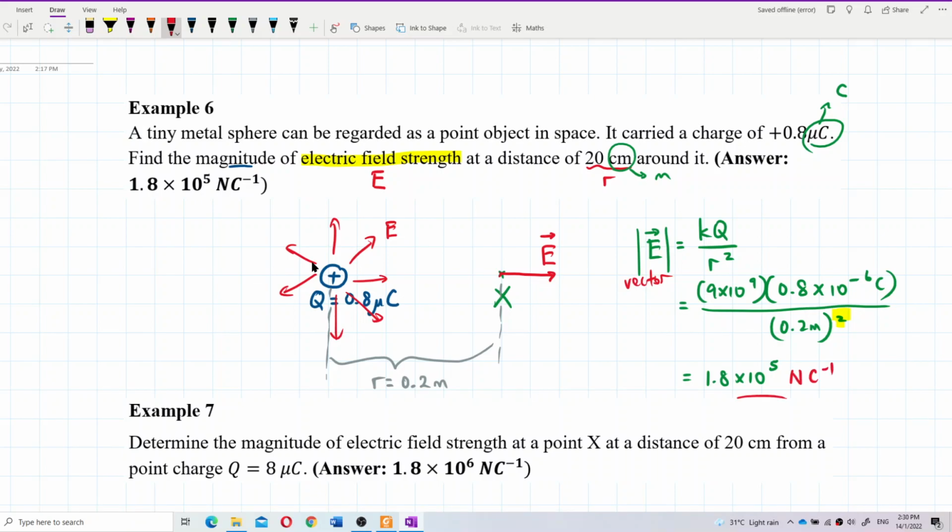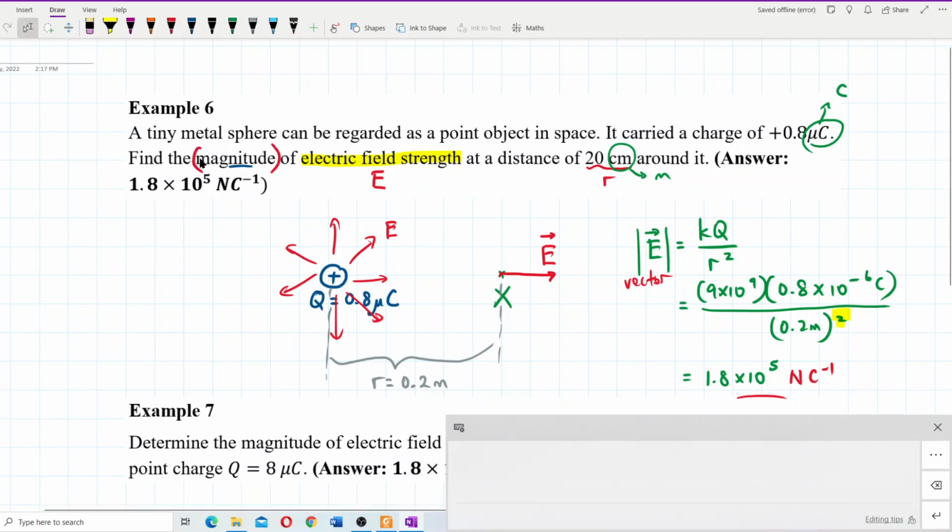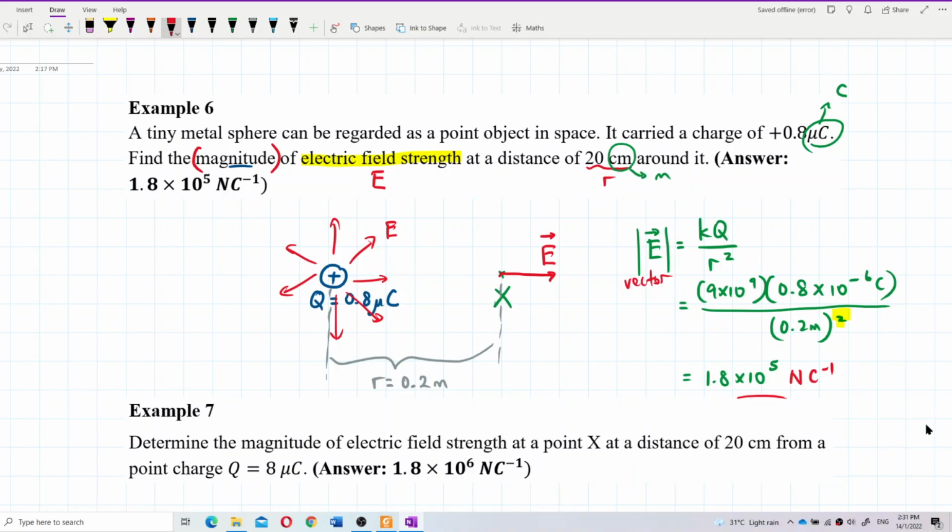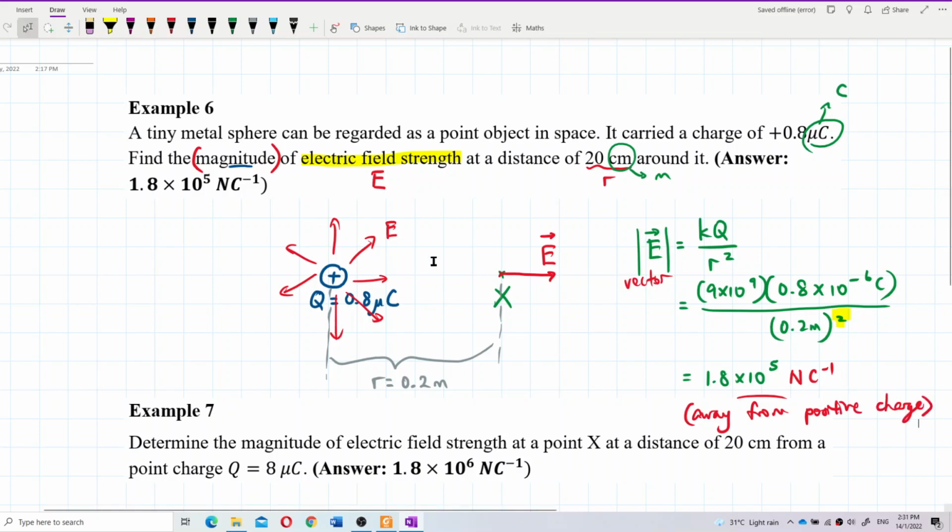Okay. If the question just asks for magnitude, you just give the magnitude, no need to give direction. But if the question asks for direction, you can say it is away from the positive charge, because it is produced by a positive charge. So it's away from positive charge.